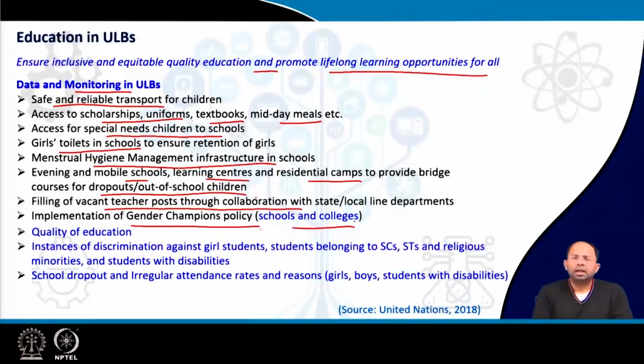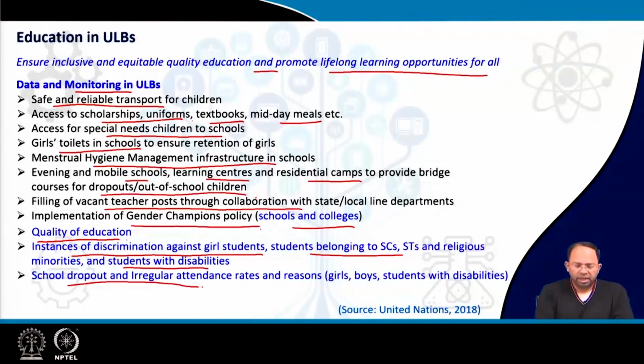This is also where boys or men are trained to uphold the importance of the women gender, or to make sure of the rights of the other gender, so they are the gender champions. So, creation of that. The overall goal is to provide quality education, and the overall quality of education has to be tracked. Then instances of discrimination against girl students, students belonging to SC/STs and religious minorities, and students with disabilities have to be tracked and monitored.